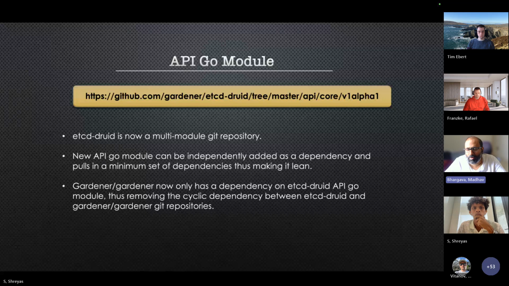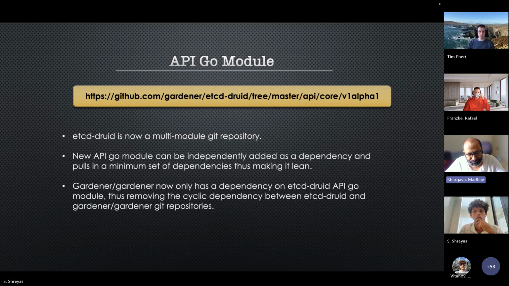So etcd-druid is now a multi-module Git repository, which means we have different Go modules for the API and a generated client, which was previously missing. The idea was to have the API module with an absolutely minimal set of dependencies. Previously there was a cyclic dependency between the Gardener repository and etcd-druid. Both of them had a dependency on each other.